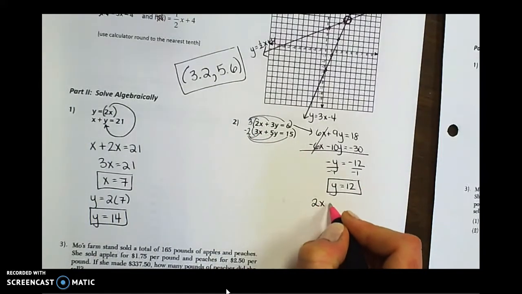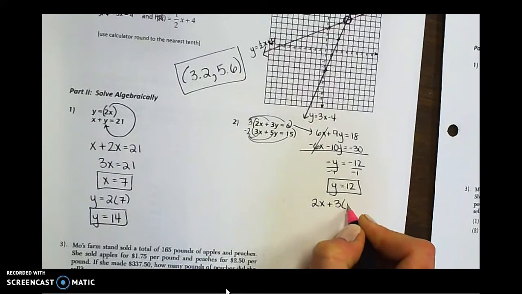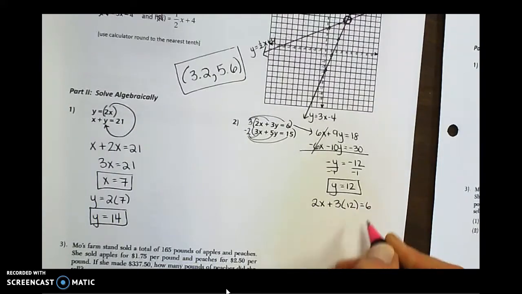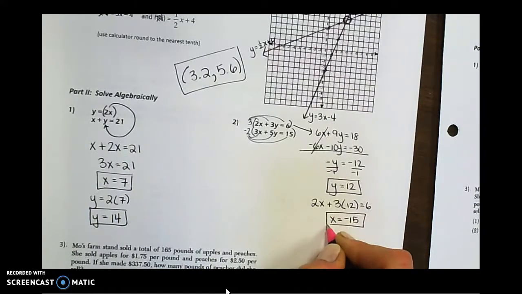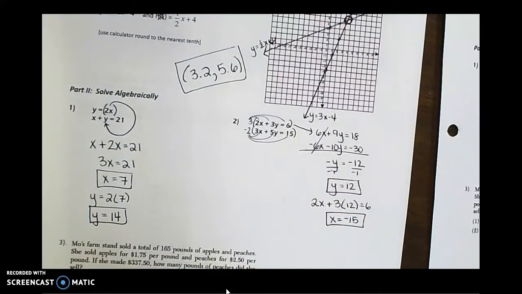So 2x plus 3 times 12 equals 6. We're going to solve for x, and we get x to be equal to -15. And we have our solutions.